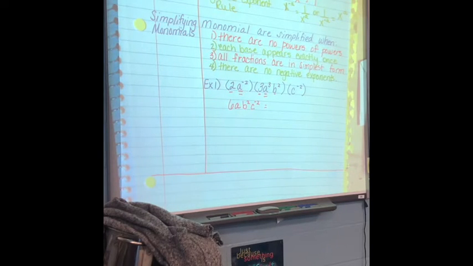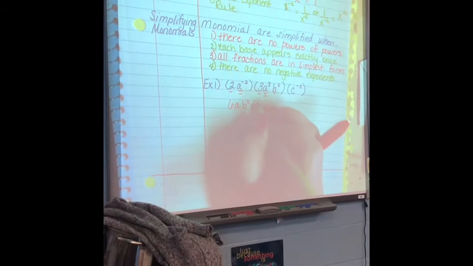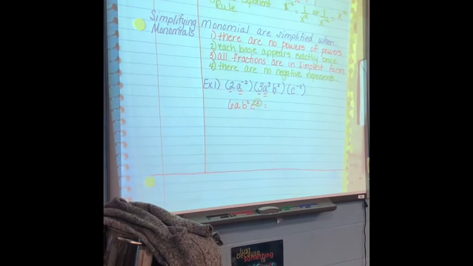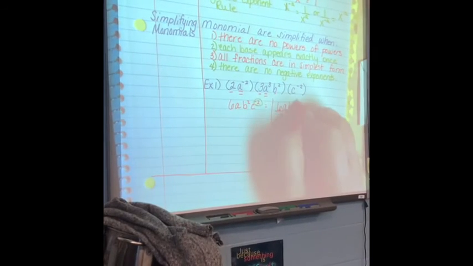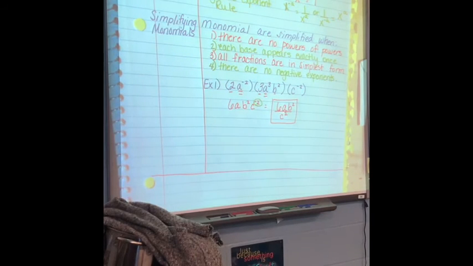But now I have a small problem. That small problem is this negative exponent. So what can I do with c to make that a positive 2 exponent? Move it to the denominator. And there is my simplified expression. Note that I didn't call it a monomial. We'll talk about that in just a minute.